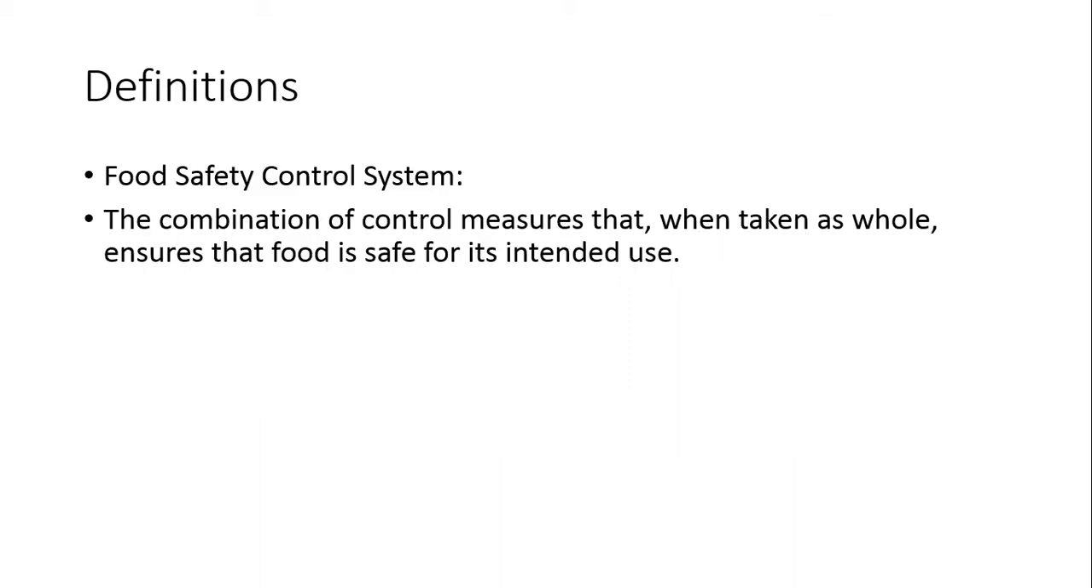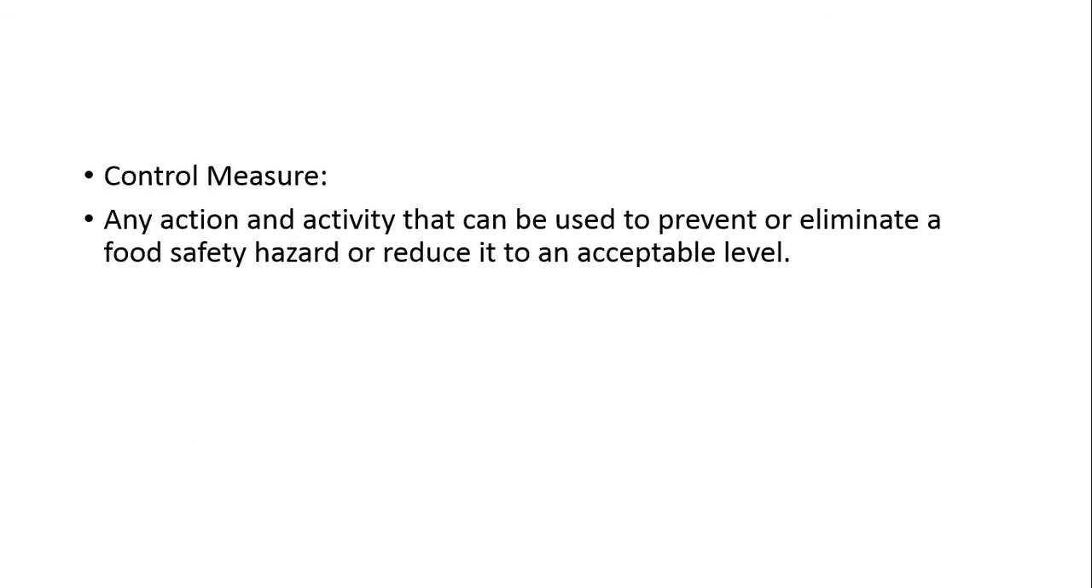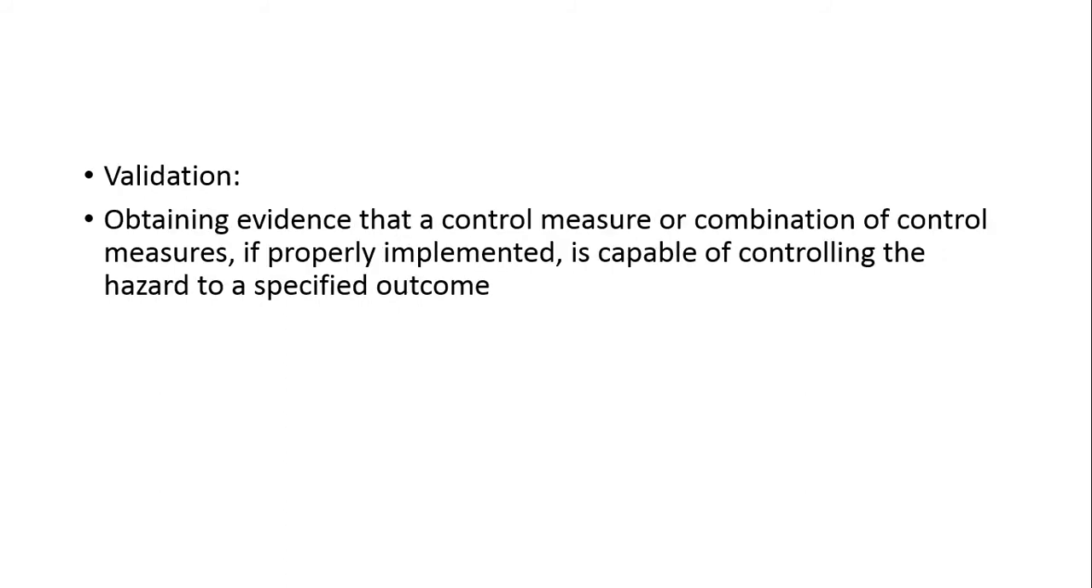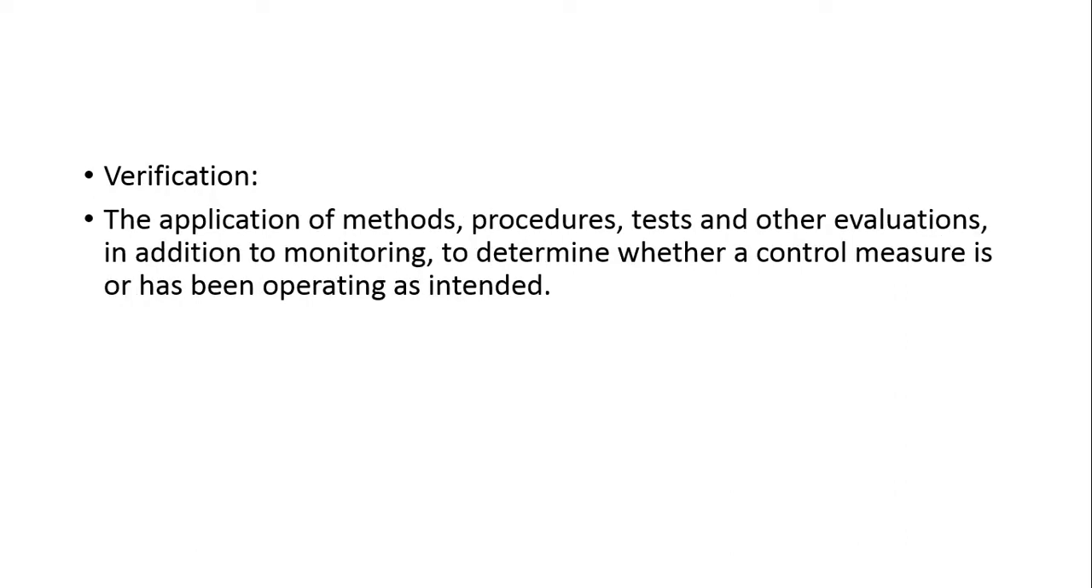Now, just some quick definitions. Food safety control systems are a combination of control measures that, when taken as a whole, ensure food is safe. A control measure is an action or activity that can be used to prevent or eliminate a food safety hazard and reduce it to an acceptable level. Monitoring, as you know, is conducting a planned sequence of observations of control parameters to make sure control measures are under control. And validation, again, is obtaining evidence that your control measure or combination of control measures, when implemented properly, is going to control a hazard to a specific outcome.